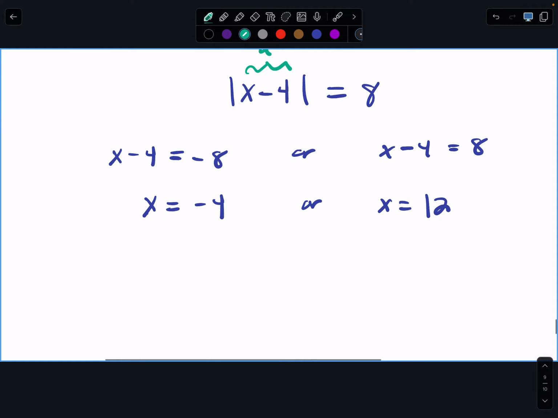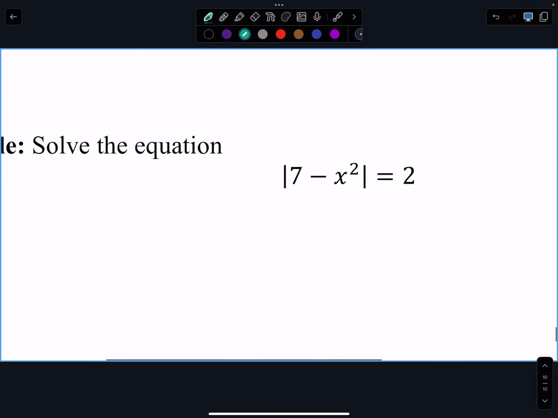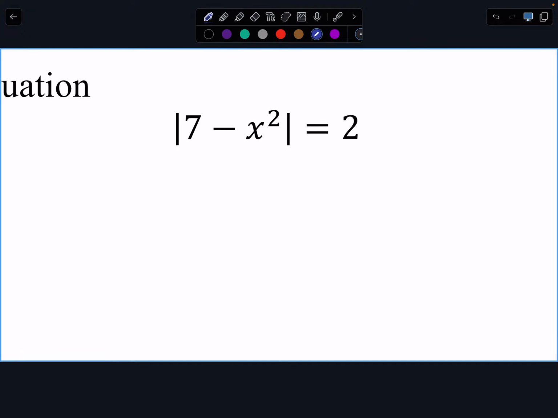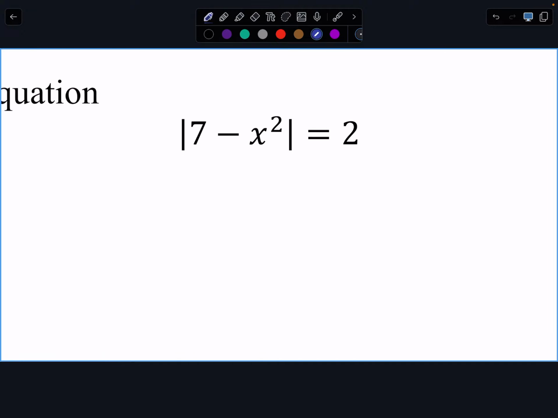The really tricky ones are the absolute value inequalities. We are not going to do those. We don't need to. Okay. Similar idea, a little bit different. How about you two go ahead and try this one together.